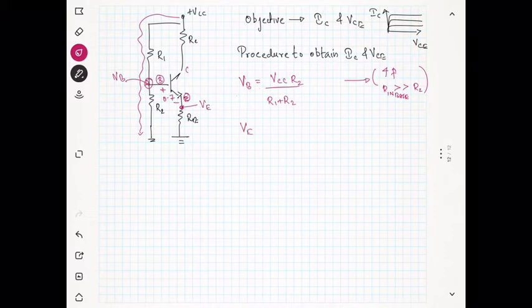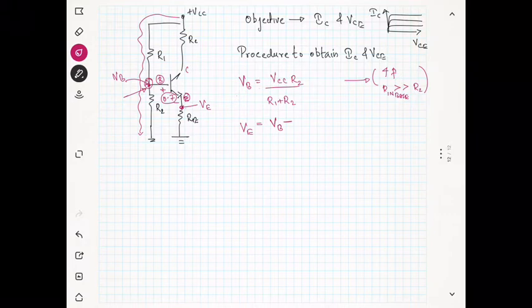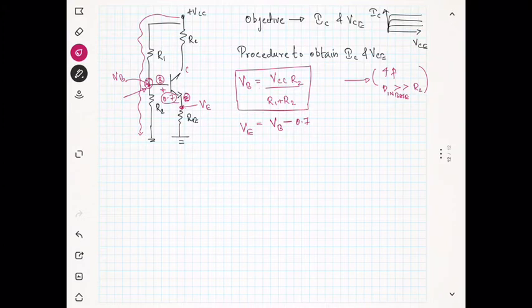So once you obtain VB, you can find that VE is equal to VB minus, you can see this voltage is VB. Now there is a 0.7 here, so VE is equal to VB minus 0.7. So this is the first formula for calculating VB. Once you obtain VB, you can use this formula for obtaining VE.